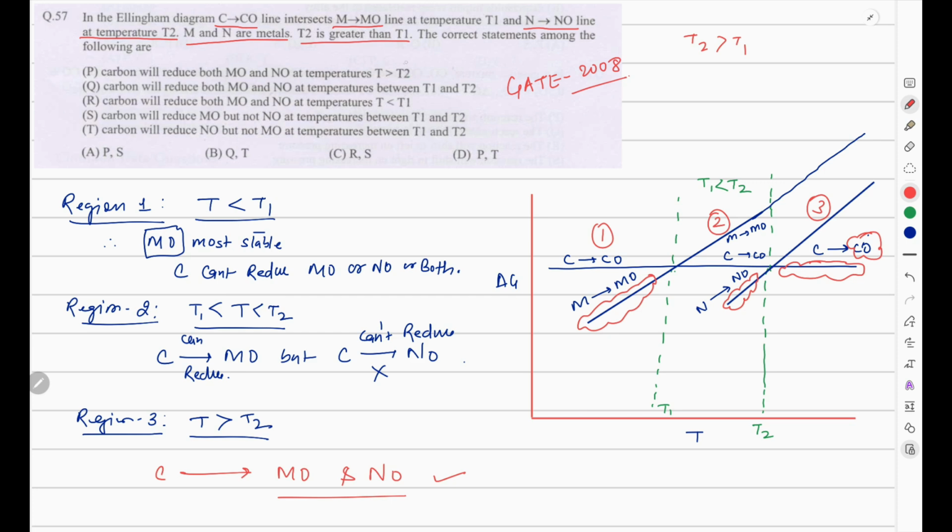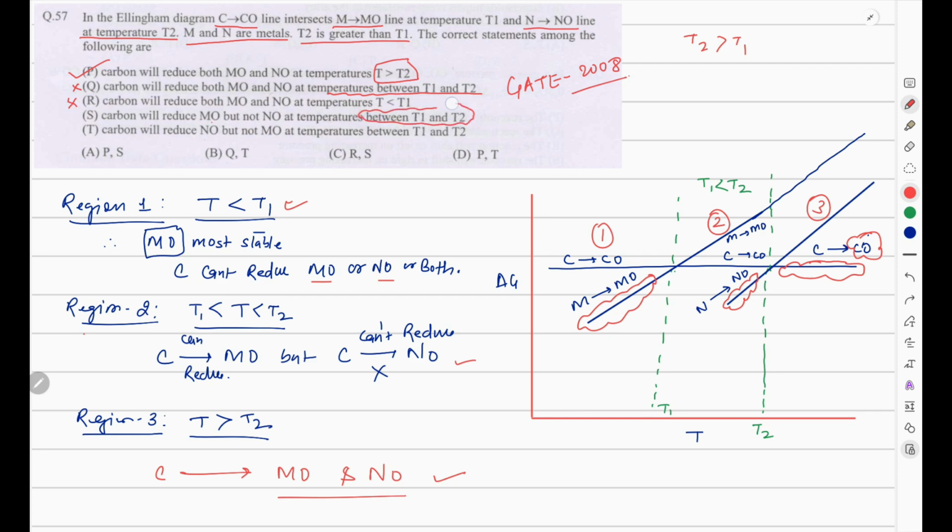For temperature T greater than T2, the third case, carbon will reduce both MO and NO. So this is correct. Second statement: for temperatures between T1 and T2, region 2, carbon can reduce both MO and NO. No, this is wrong because carbon cannot reduce NO. Option 3: carbon will reduce both MO and NO at temperature T less than T1. This is the first region, where carbon can't reduce both or either one. So this is also wrong.